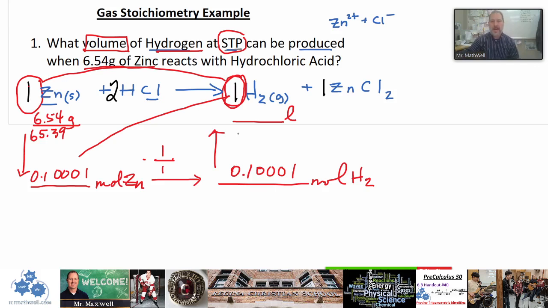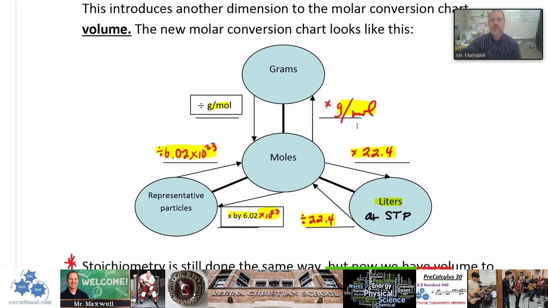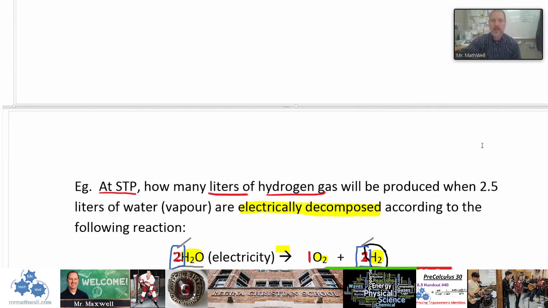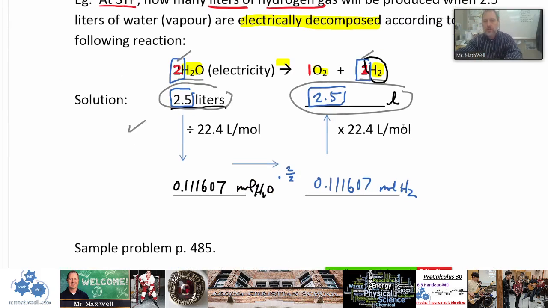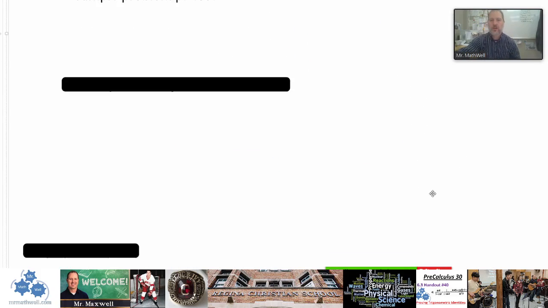Now we're going to go back up to liters. Here's the new thing. I'm not going to grams, so I don't need to find out grams per mole. I'm not going to particles, so I don't need to multiply by Avogadro's number. What I need to do is go back up to your chart that we just learned about right here, and we're going from moles to liters. So what do we multiply by? 22.4. That's it. Multiply by 22.4, which is actually liters per mole, as you see right here. 22.4 liters per mole.